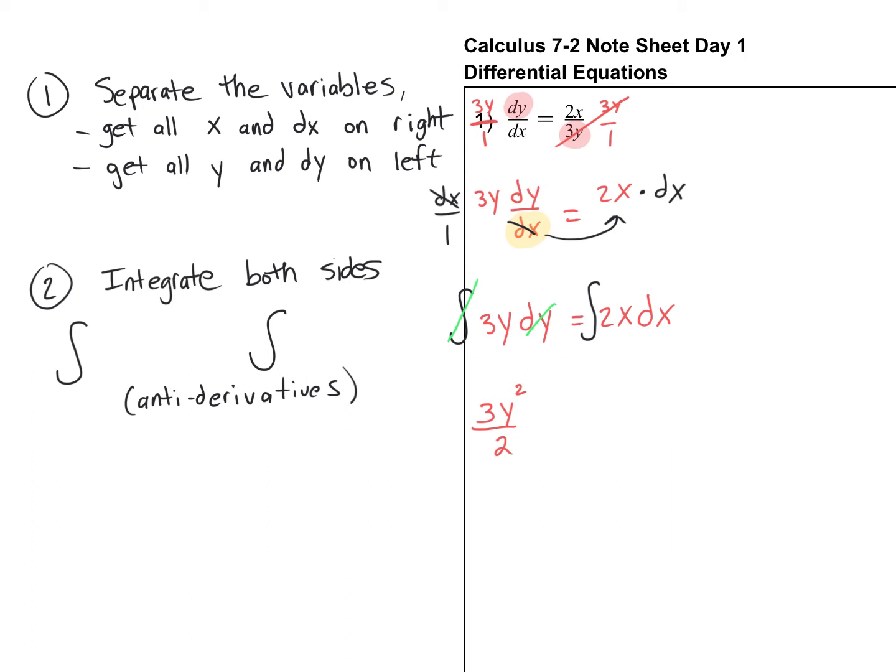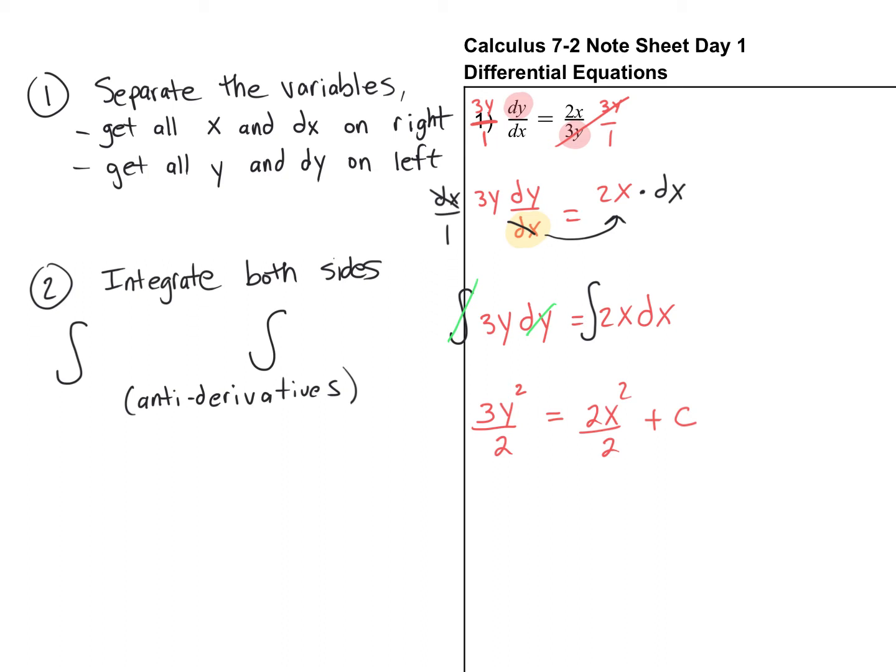All right, on the right-hand side, the 2 comes along for the ride. We're going to take the antiderivative of x. That's x to the first. That's a power rule. So that becomes 2x squared over 2. And, of course, plus c. Indefinite integrals get plus c. You only need plus c once, and we will always put plus c on the right-hand side with the x's. You will not need it on the left.